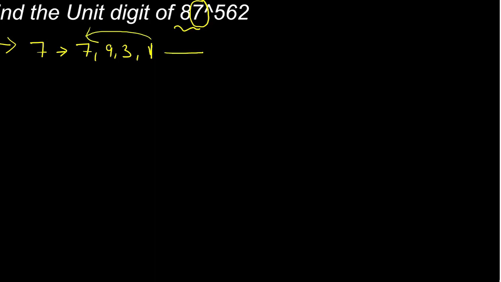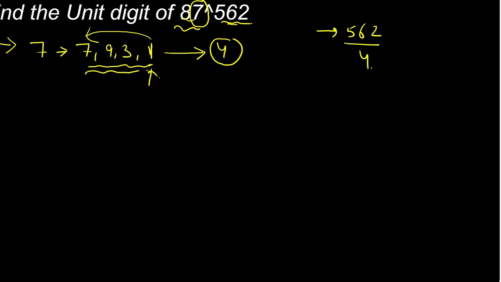So what is cyclicity? What do you mean by cyclicity? That after how many numbers this number is going to repeat. So after 4 numbers this power or the number is going to repeat. So 87 to the power 562. After each 4 numbers it is going to repeat. So how to find out is, let's divide this 562 by 4 to find out how many pairs of 4 are going to be there.